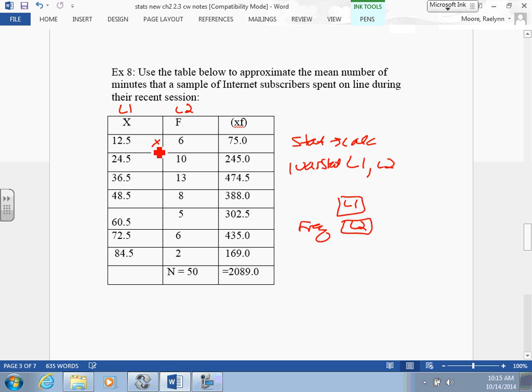Multiply this times this. Get this. This times this. This times this. All the way down, this multiplies with the frequency. Then it adds up this column. It adds up this column. Then it divides this. And that's where your grade comes from, your final answer comes from. But your calculator does it for you with an L1, L2.